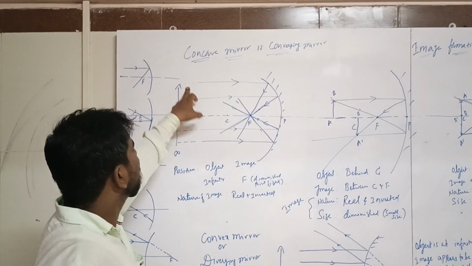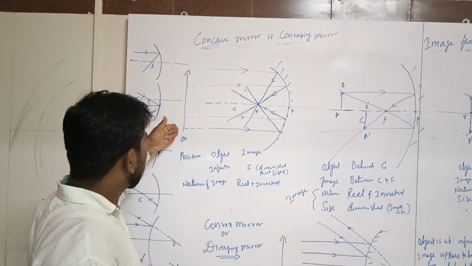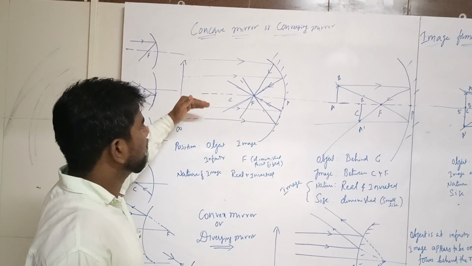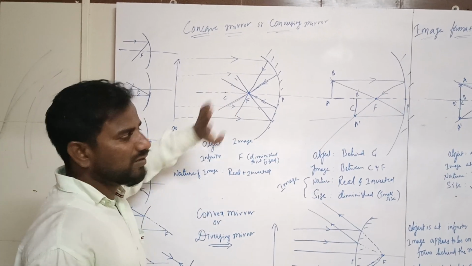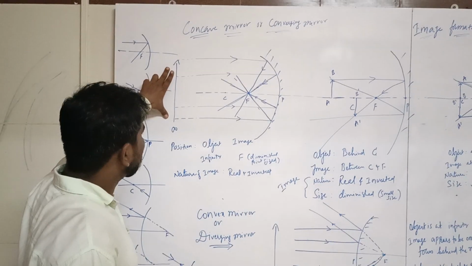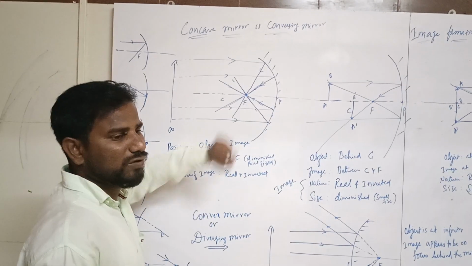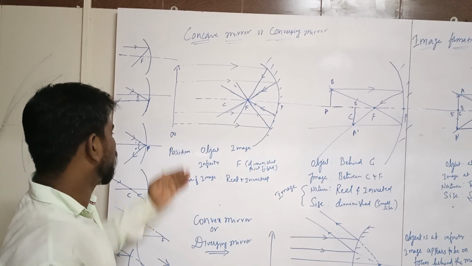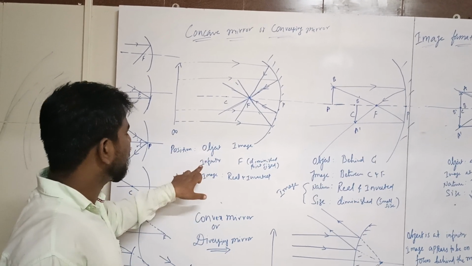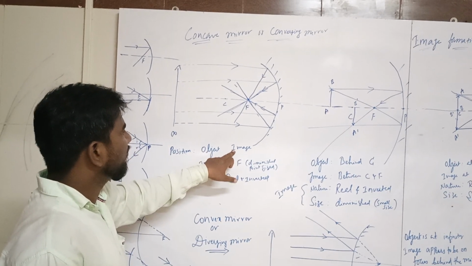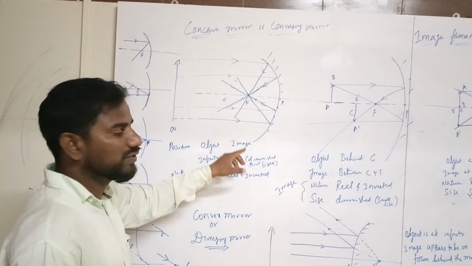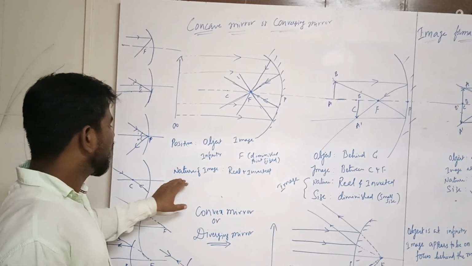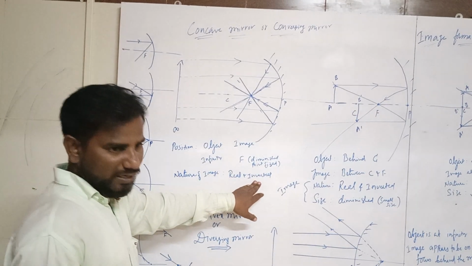Now when I keep the object at infinity, the rays are parallel to the principal axis. After reflection they pass through the focus. When the object is at infinity, image formation takes place at the focus. Now we will discuss some points. Position of the object is at infinity. Image formation takes place at the focus, which is highly diminished and point sized. So the nature of the image is real and inverted.